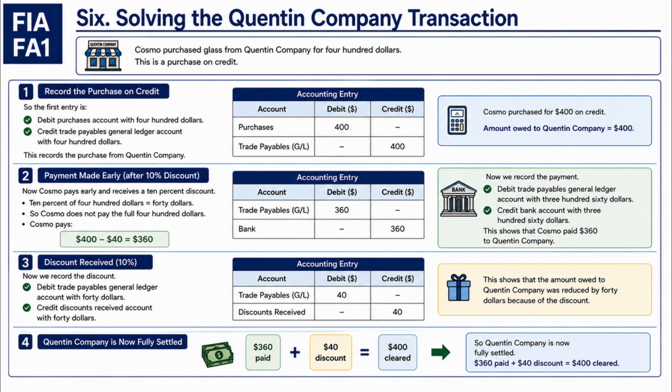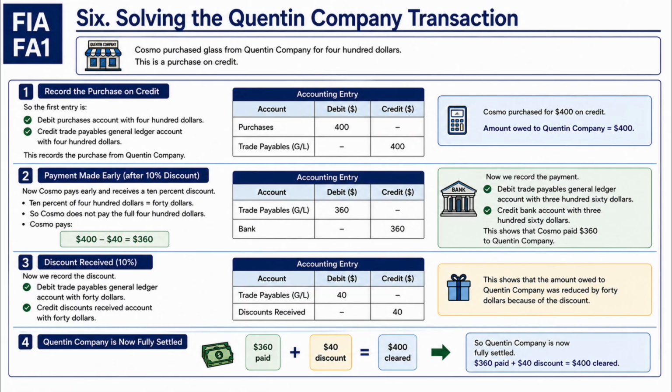Now we record the discount. Debit trade payables general ledger account with $40, credit discounts received account with $40. This shows that the amount owed to Quentin Company was reduced by $40 because of the discount. So Quentin Company is now fully settled.